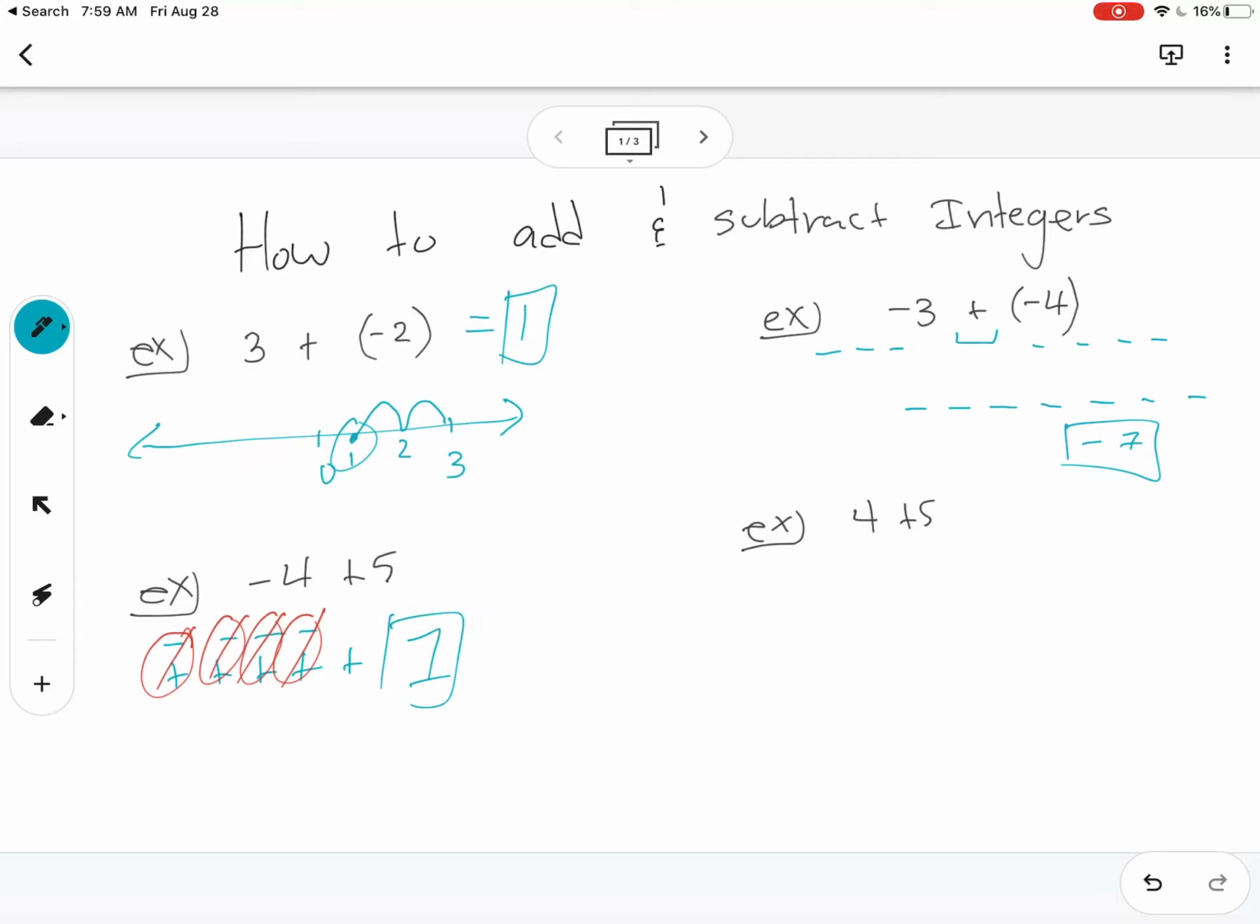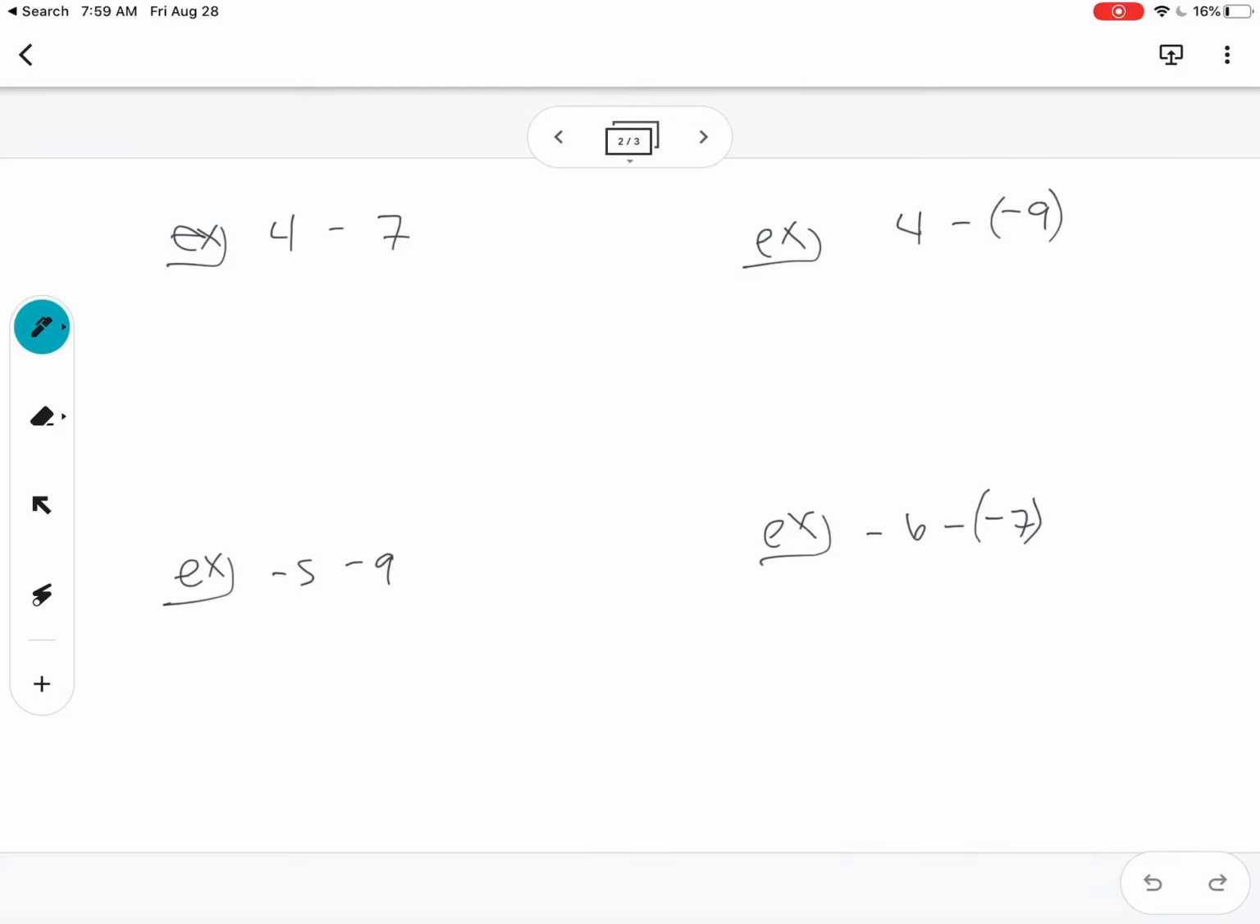And then last but not least, 4 plus 5. There's not much work needed there. Adding integers is doable for everybody. I'm not going to say it's easy because it's not easy for everybody, but I think it's doable for anybody with the right support. But subtracting gets a little bit trickier.